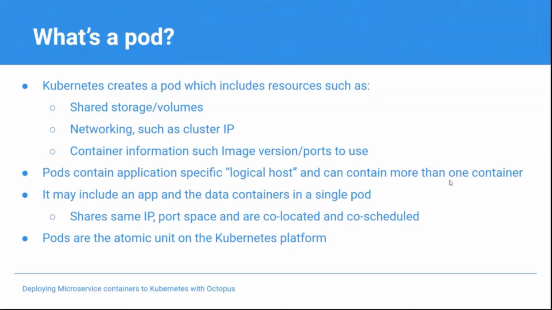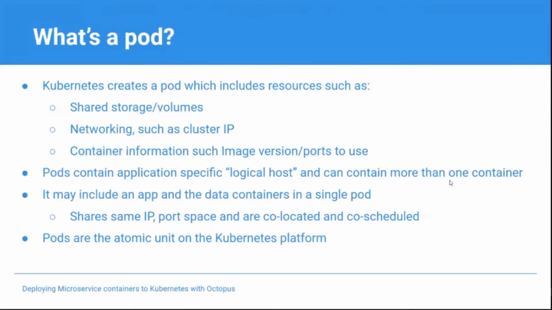So say, for instance, you have a container that has a database, you can put that in there. You can have a container with your application. You can have another container for another service as well. And what that does is it includes apps and data containers in a single pod. Traditionally, if you had it as a virtual machine, it's a bit like installing app A, app B, and, say, a database. But it takes away the operating system aspect. It does share the same IP and port space, and the containers are co-located and co-scheduled.